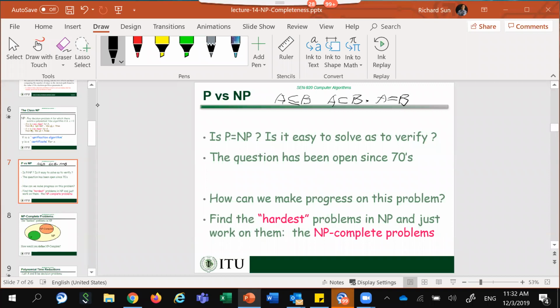If we can answer that question, we have solved this problem. Now, what are the hardest problems in NP? The hardest problems that are polynomial time verifiable. These problems are called NP-complete problems.